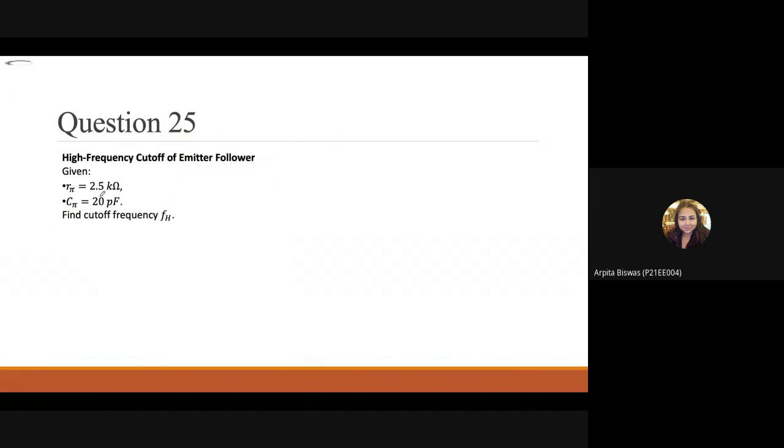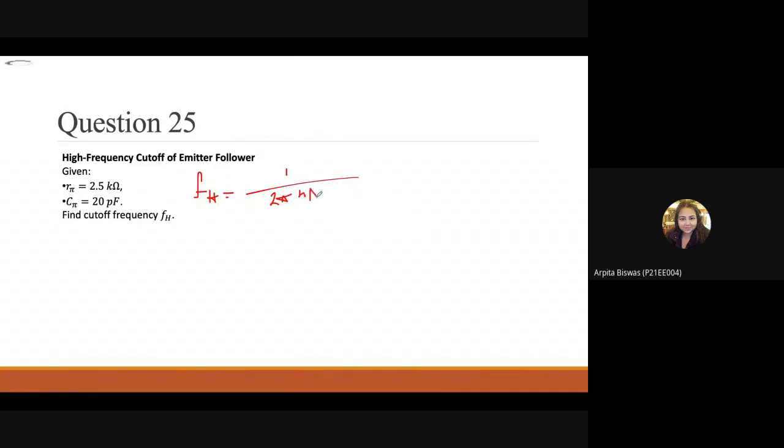This is question number 25. High frequency cutoff of emitter follower. R pi is given and C pi is given. Just find out FH, the cutoff frequency. At first, tell me the equation. How to find out the cutoff frequency FH? So, what is the formula? 1 by 2 pi into R pi into C pi.